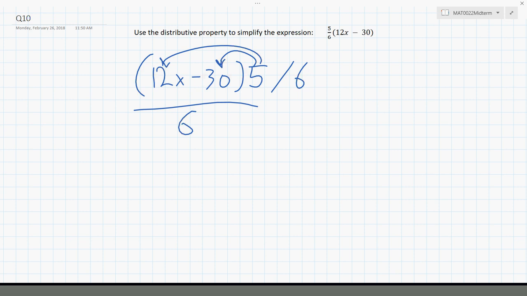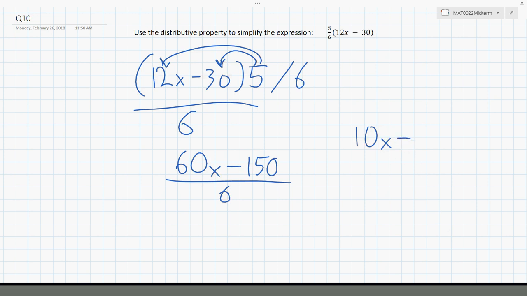So 5 times 12 is, anybody? 60. I like that. 60. Good. Got a good, quick, even number. 60x minus 30. So 5 times 30 is going to be 5 times 3. Anybody? 5 times 3 is 15. So we're going to add a 0 because it's on the end. So that's going to be minus 150. Now we got to divide this by 6. 60 divided by 6 is just going to give me 10, right? So we got a 10x minus 150 by 6.